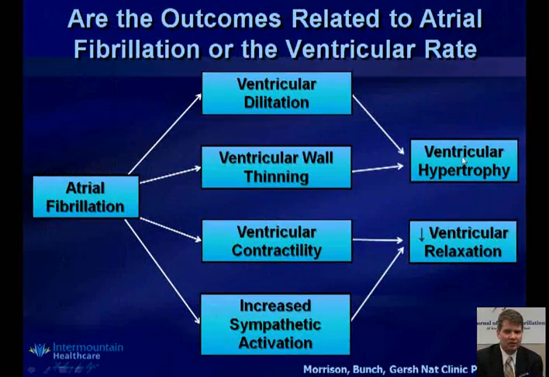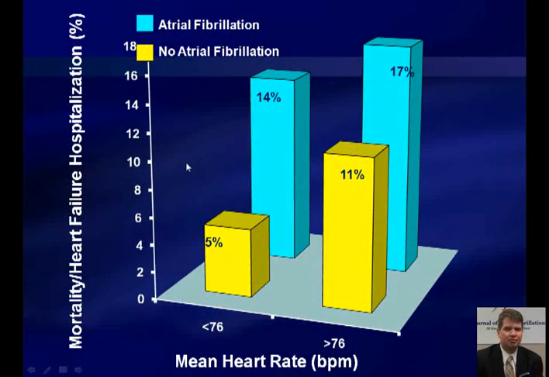So this really raises the question: are the outcomes that we've seen in this study related to the rate alone or the arrhythmia? So we tried to understand that, and this is a graph that shows the population stratified by a well-controlled heart rate of less than 76 and a fast heart rate of greater than 76, and looked at mortality and heart failure hospitalization, comparing those with no atrial fibrillation to those with atrial fibrillation.